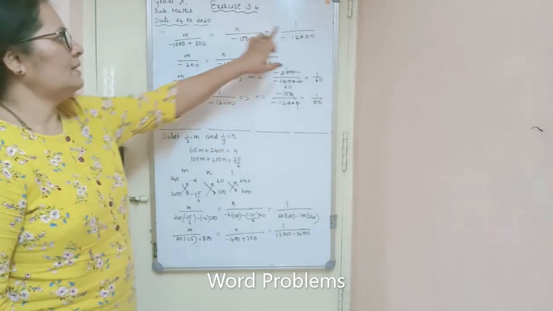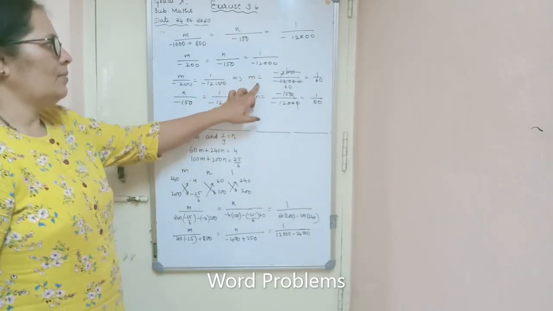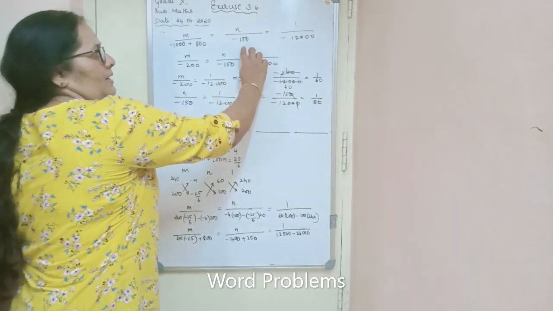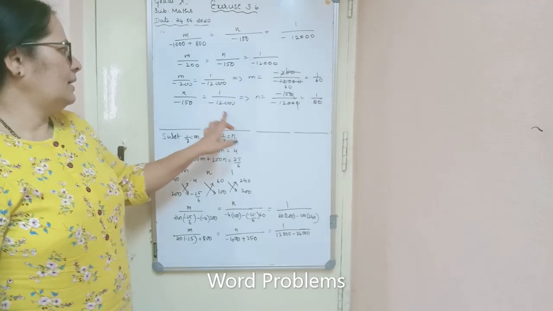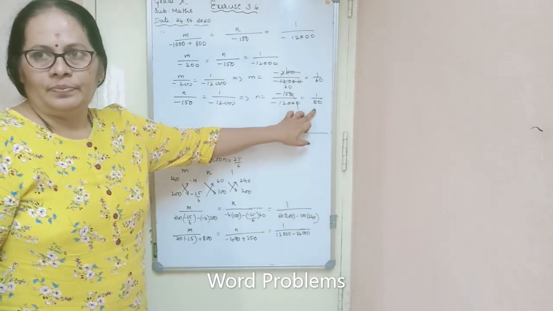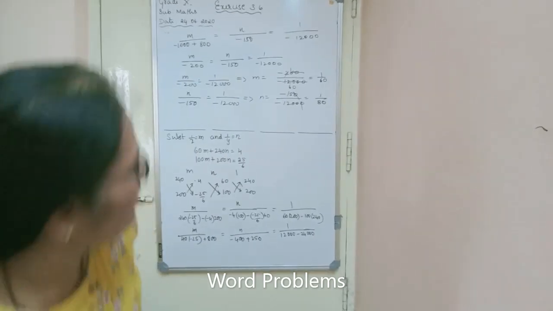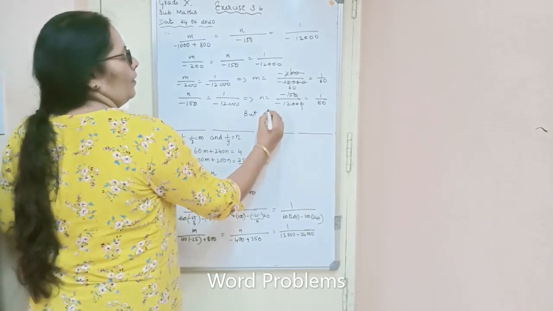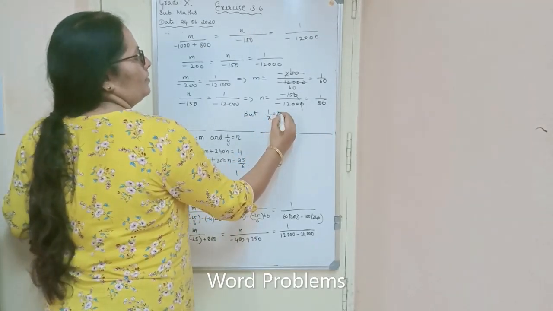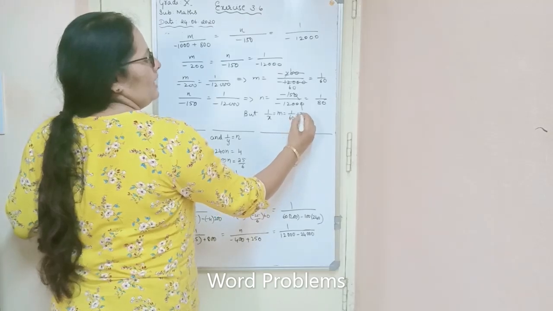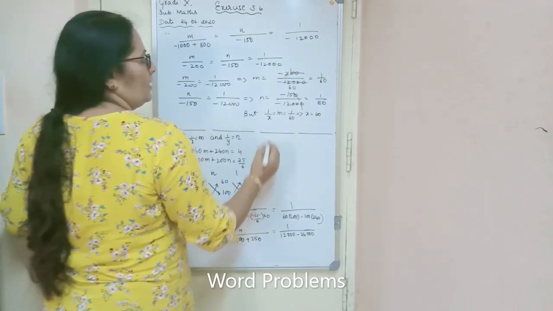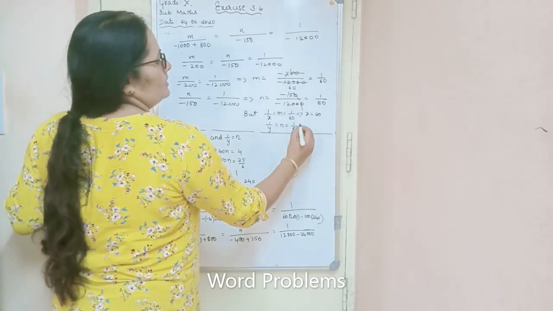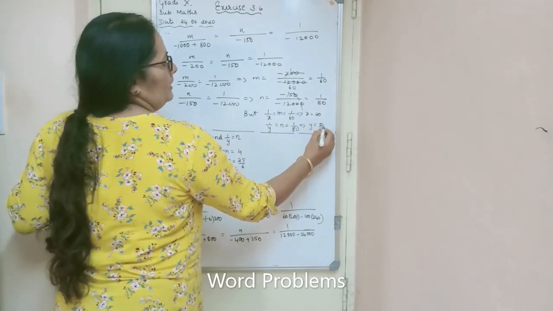Now take the first and last ratio, then you will get m equals 1 by 60. Take the middle and last ratio, you will get n equals 1 by 80. Now we have taken 1 by x as m, which is 1 by 60. So x equals 60, and 1 by y as n, which is 1 by 80. So y equals 80.